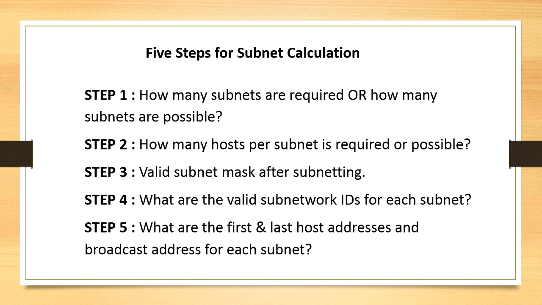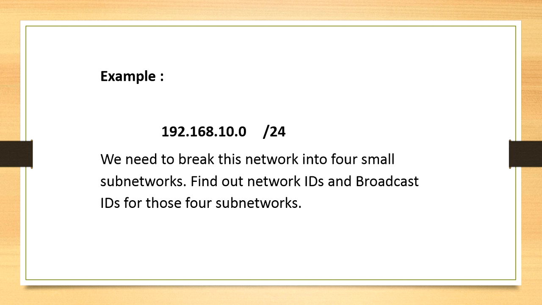address for each subnet. If it seems pretty hectic to read all these statements and rules, I'll explain all 5 steps with an example, and that will be easier for you to understand, I think. Here is an example. This is the IP address given to you: 192.168.10.0 with a 24 prefix, meaning 24 bits are network. As it is a class C IP address, the first 24 bits are network. So we need to break this network into 4 small subnetworks.